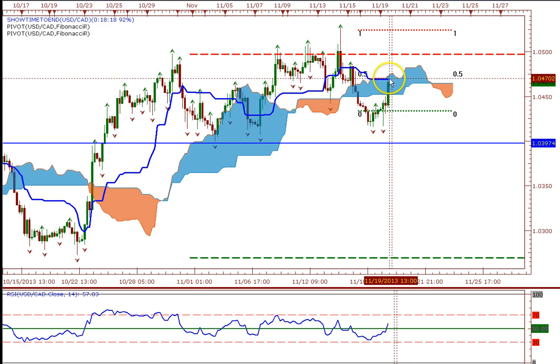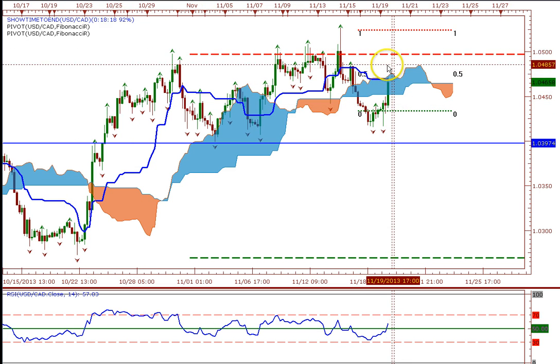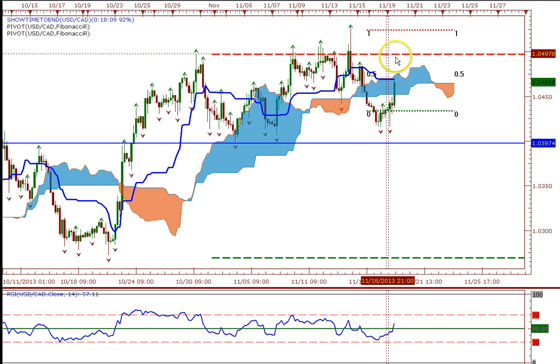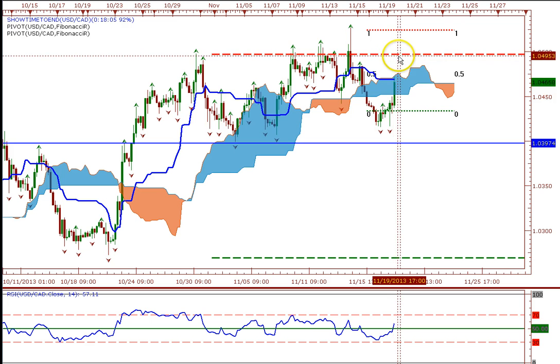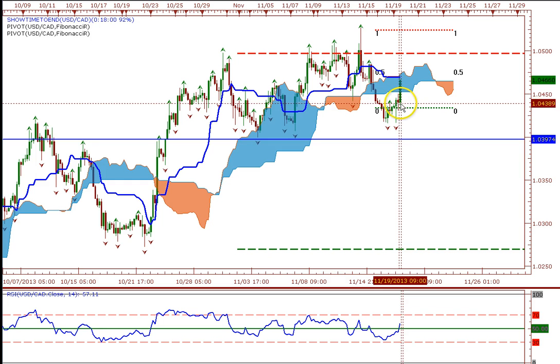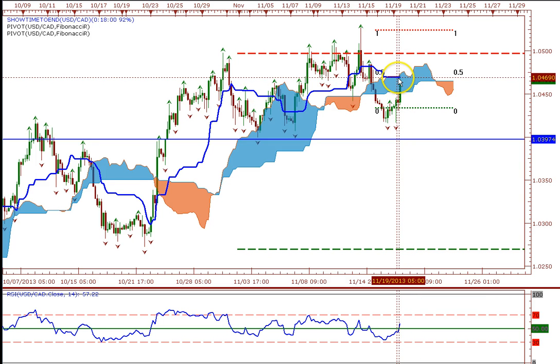All right, but now if price violates this cloud, then all bets are off for the short side, and we want to wait for price to break this previous week's high, this previous month's high. All right, so that's what we're looking at on the US dollar CAD right now. This is looking like maybe this will hold.